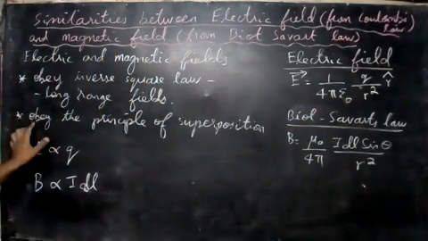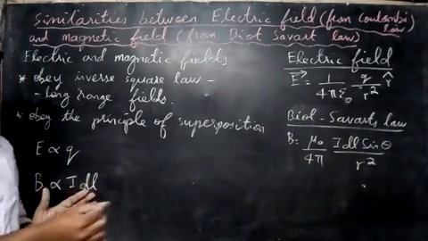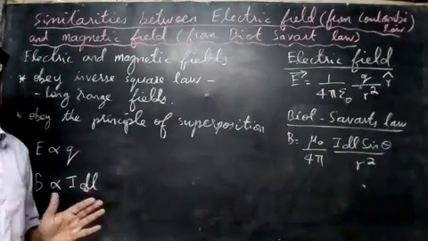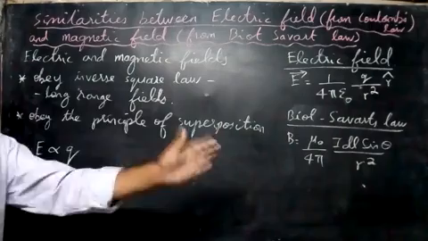Second one, they obey the principle of superposition. That means we can add these things. We learned that total electric field E is equal to E1 plus E2 plus E3. Same way, we can also add the magnetic fields. B is equal to B1 plus B2 plus B3. That we can add.